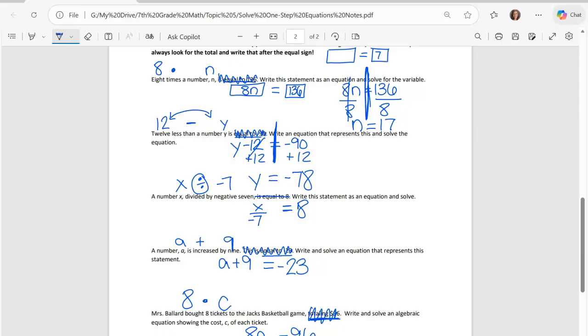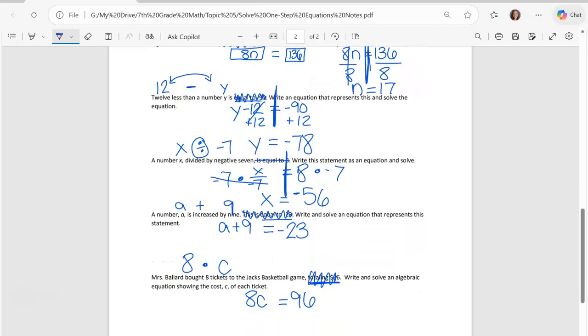Let's try another one. So x divided by negative 7 is equal to 8. We draw our line. Fraction means division. The opposite is multiplication. We show multiplication with the dot. We're going to multiply both sides by negative 7. The negative 7's cancel out, and I get x equals 8 times 7 is 56. Different sign, so it's negative 56.